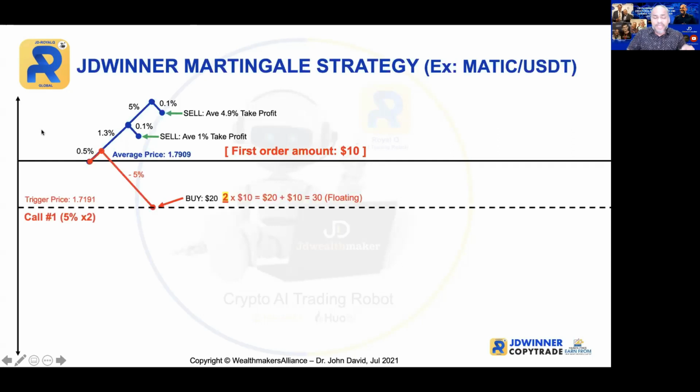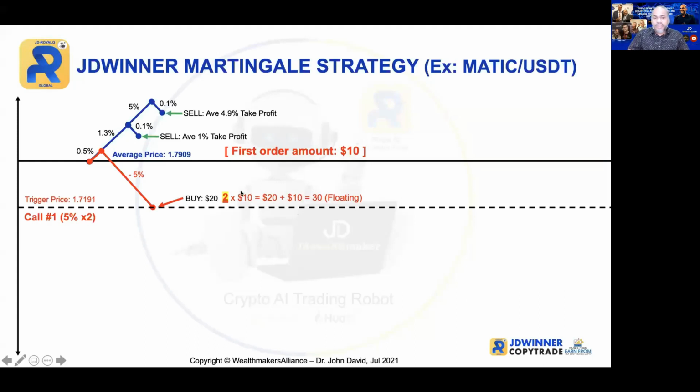Now watch what happens here. Let's say, instead of the market going to 1.3, there is a callback and the price comes down by 5%. You can see my price here, 7909. When the price comes down, it will then buy my second call. What is my second call? My second call is 2 times 10, which is $20. So $20 plus the earlier $10 will be $30 floating. I hope you can get the whole picture here, because this is important for you to understand, although you are not doing it. But you need to understand this.